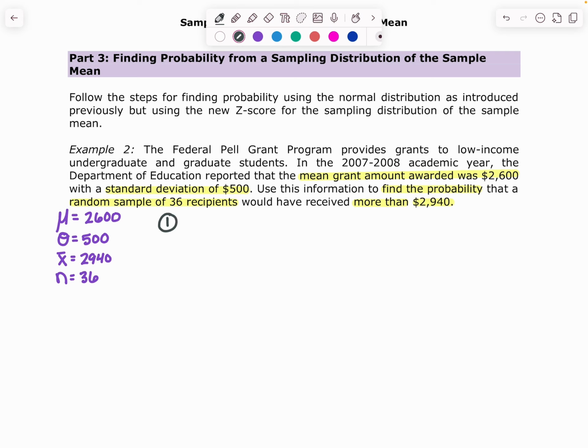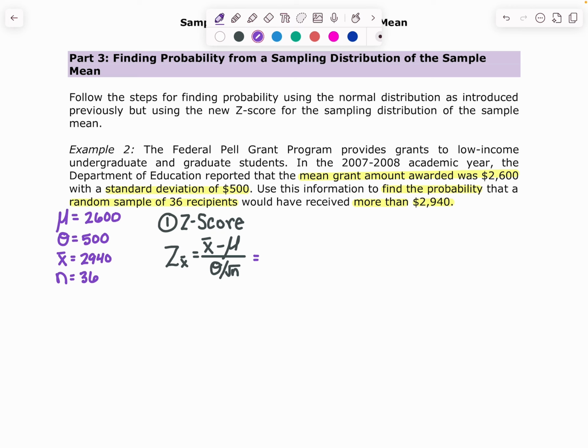So the first thing we're going to do, we're being asked to find a probability. My sample size is greater than 30, so I know that it's normally distributed. So I'm going to find the z-score. And as a reminder, the z-score equation for the sampling distribution of x bar is x bar minus mu divided by the standard deviation divided by the square root of n.